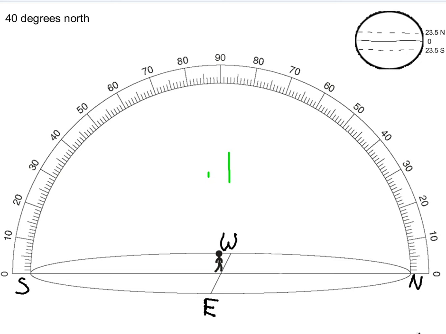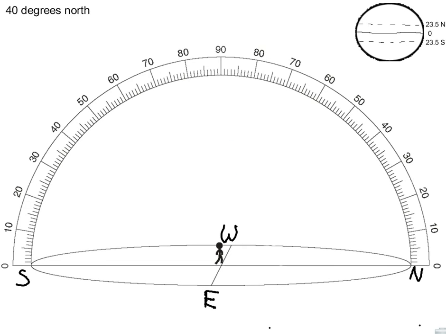In this screencast, we're going to practice drawing the sun's path on a celestial sphere. Depending on where the observer is located, the sun's path will change throughout the year. We will start with an observer that is located at 40 degrees north latitude. Here is my celestial sphere with all compass directions already labeled.